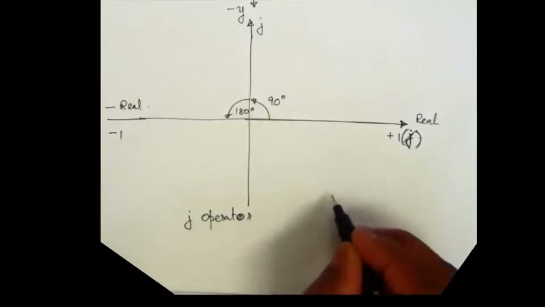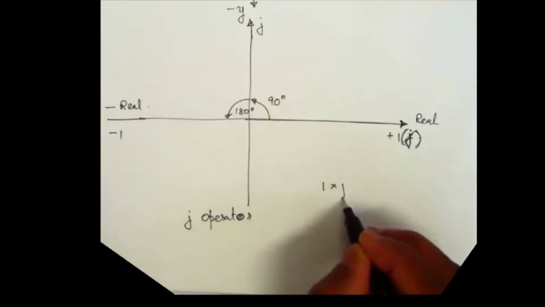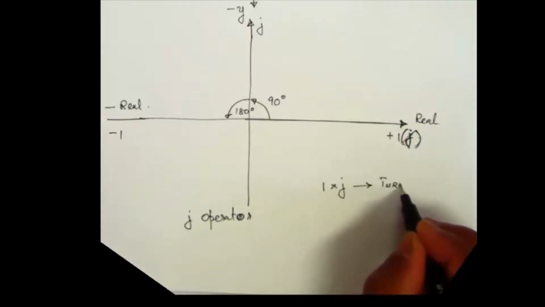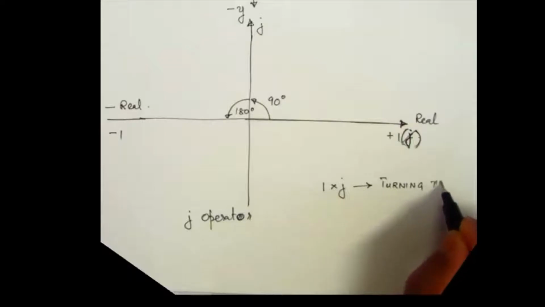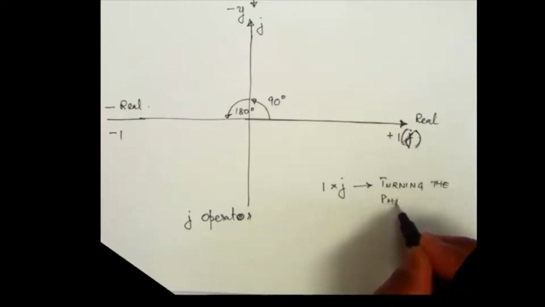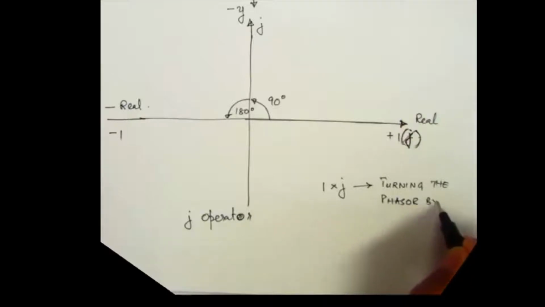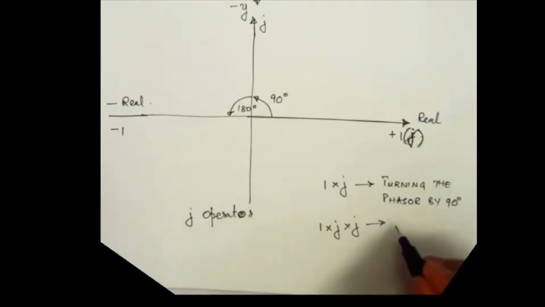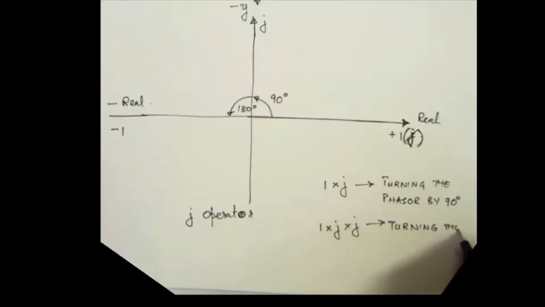So if we take 1 and multiply it by j, that is turning the phasor by 90 degrees. And if you further multiply it by another j, it turns it by 180 degrees. So that is turning the phasor by 180 degrees.